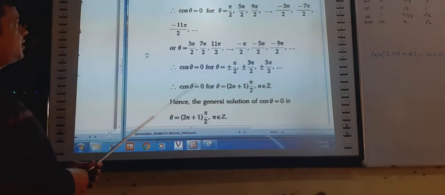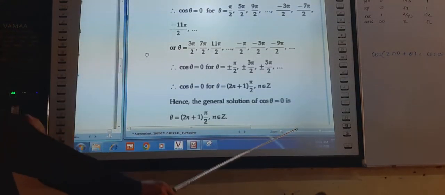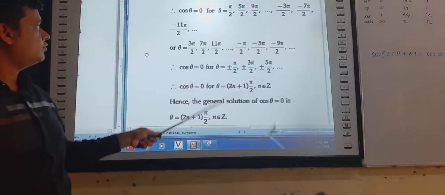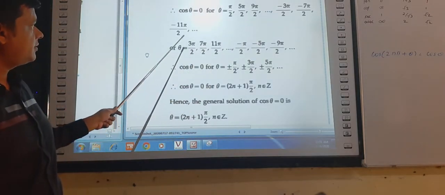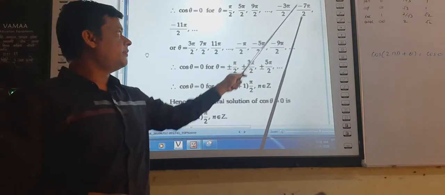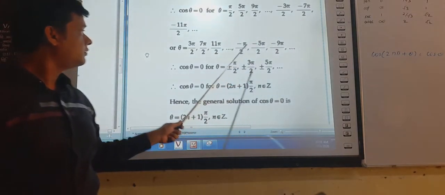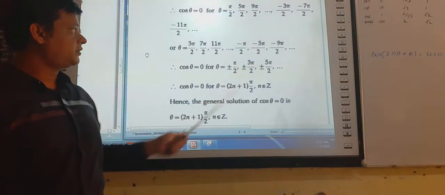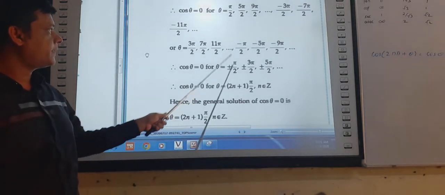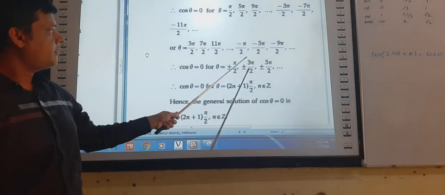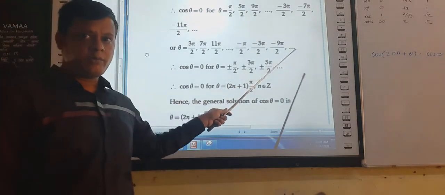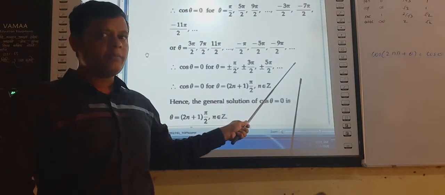So after rearranging the terms from these two, positive terms pi by 2, 5 pi by 2, 9 pi by 2, here plus terms 3 pi by 2, 7 pi by 2, 11 pi by 2, then negative terms minus pi by 2, minus 3 pi by 2, minus 5 pi by 2, minus 7 pi by 2. From this we write cos theta equals to 0 for plus or minus pi by 2, plus or minus 3 pi by 2, plus or minus 5 pi by 2. Then what will be the next value? Plus or minus 7 pi by 2.